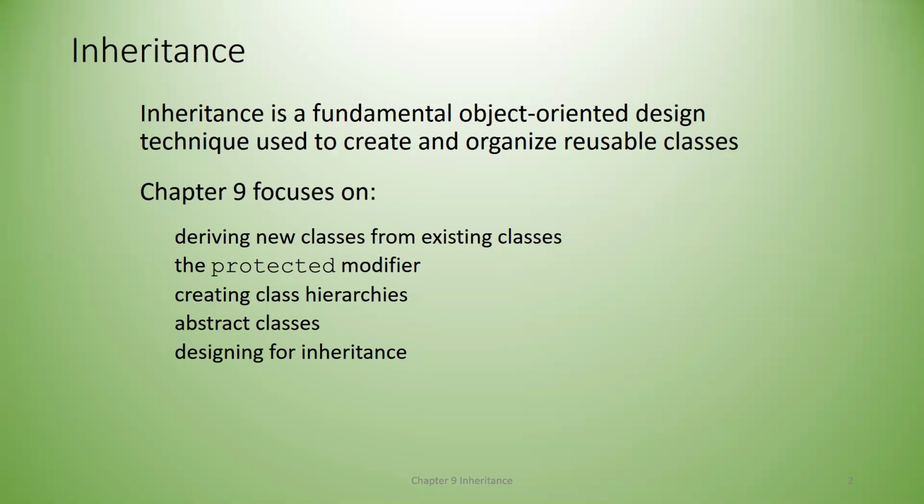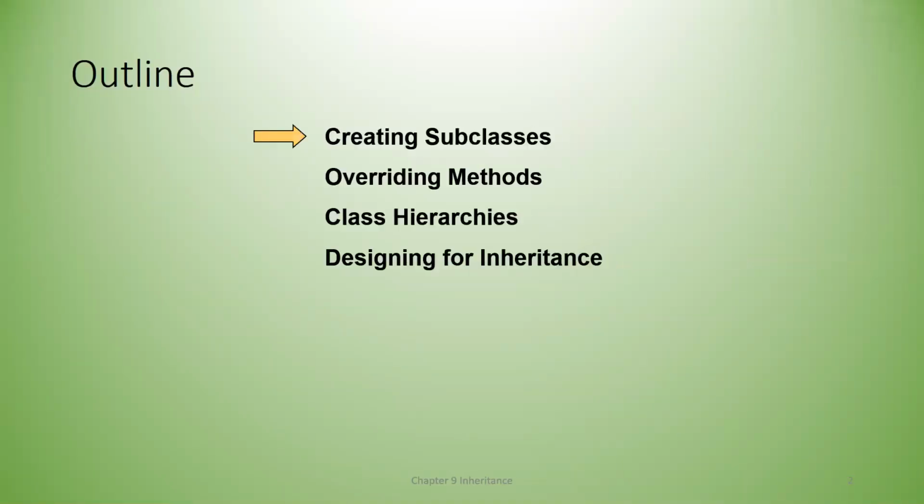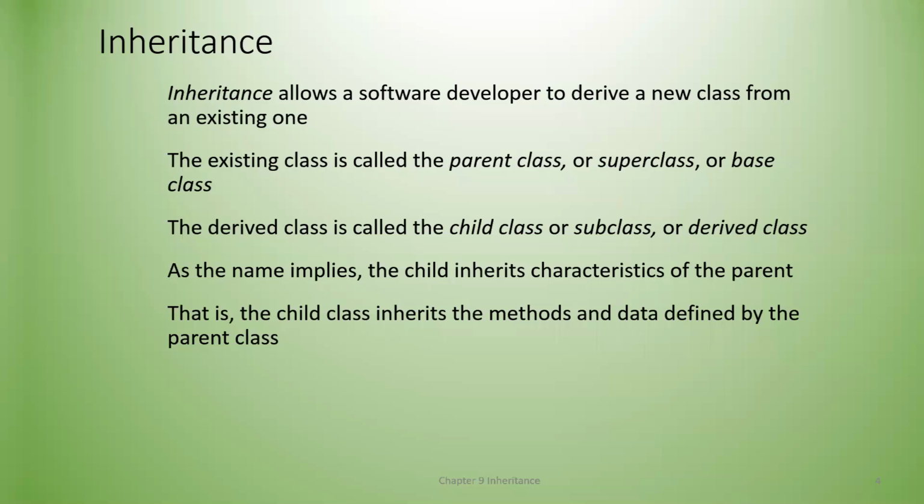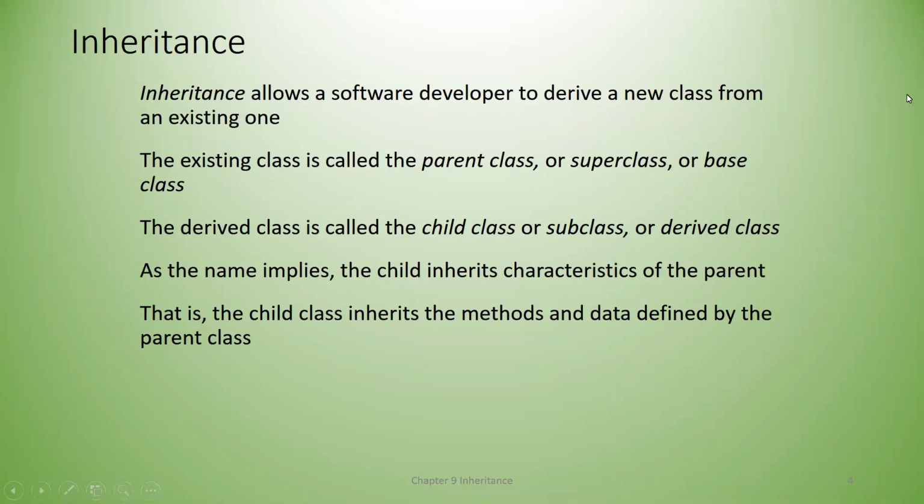Object-oriented programming has this feature, that is, you can reuse an object, a class. With inheritance, you can definitely reuse the parent class. So let's look at that. Creating subclasses. Inheritance allows a software developer to derive a new class from an existing one. That means you can create a new one from an existing one, right?